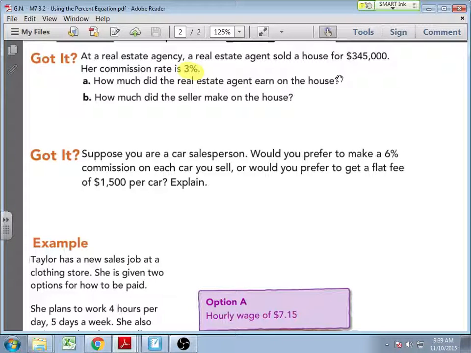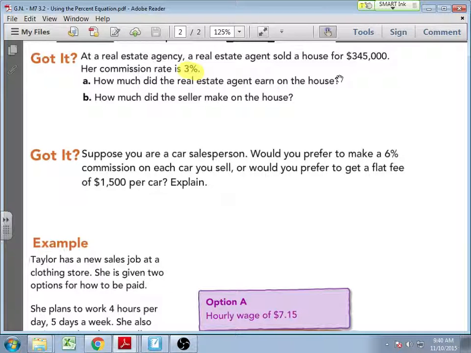Yeah, cars are a lot more expensive than jewelry. Houses are way more expensive than cars, most of them at least. So that's why they're going to make a lesser percentage. You could make 1% off the sale of a house and still make a good amount of money.